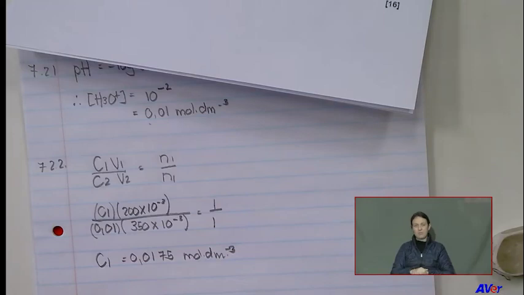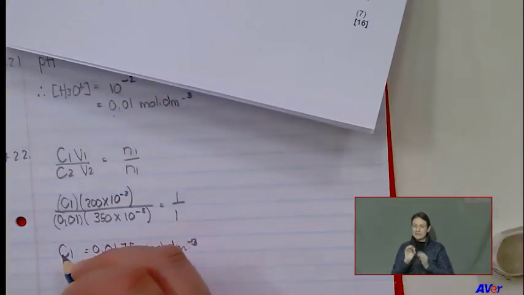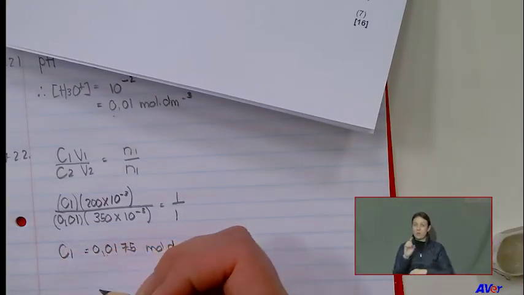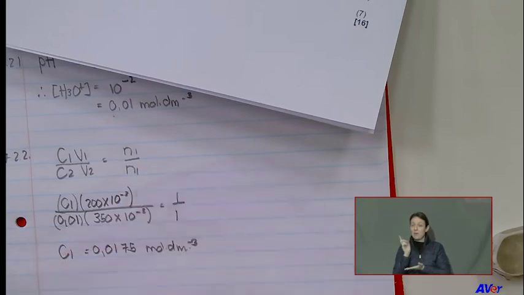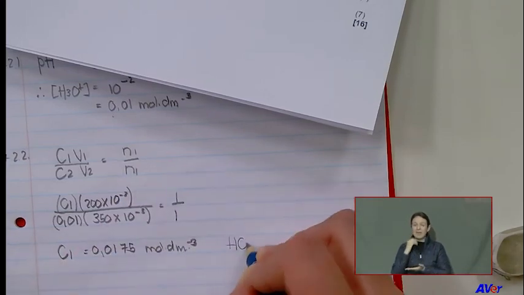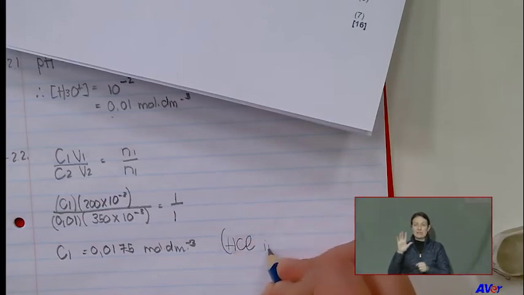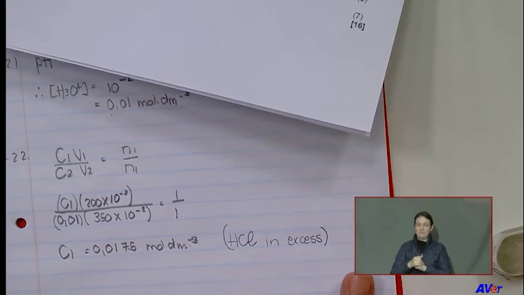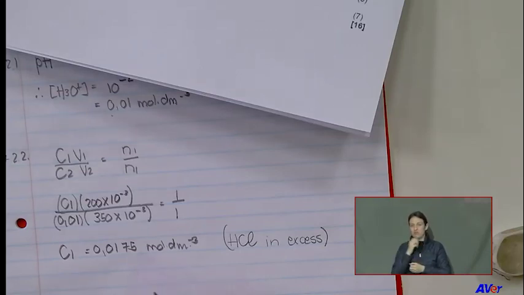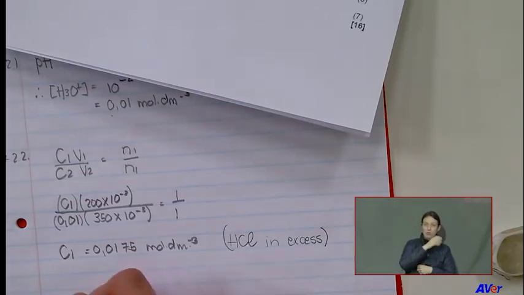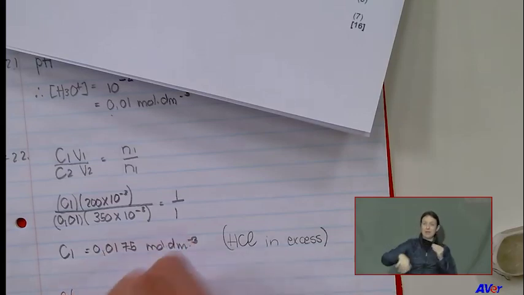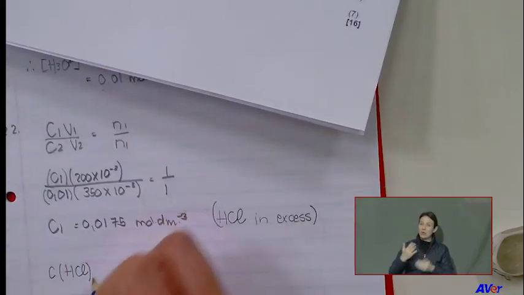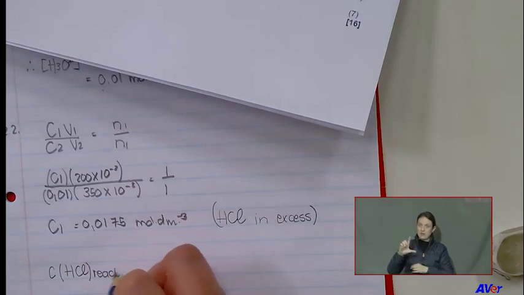Let me just get a sharper pencil. There we go. So what is this C1? The C1 that I just calculated is the hydrochloric acid that is in excess. That is the hydrochloric acid that is in excess. Okay? So this is what was left. So I'm going to use this, and I'm going to subtract it from the 0.03 to calculate the amount that actually reacted. So I want to calculate the concentration of HCl that reacted.